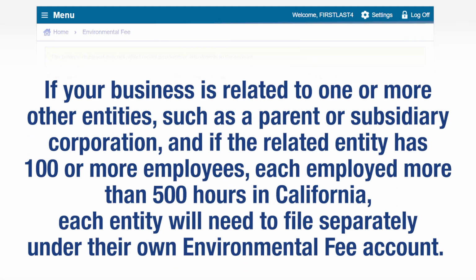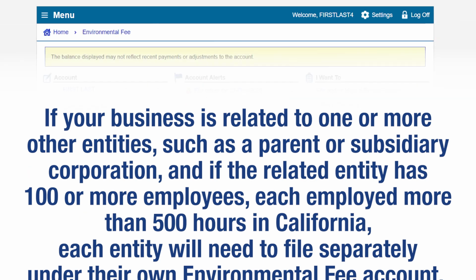If your business is related to one or more other entities, such as a parent or subsidiary corporation, and if the related entity has 100 or more employees, each employed more than 500 hours in California, each entity will need to file separately under their own environmental fee account.